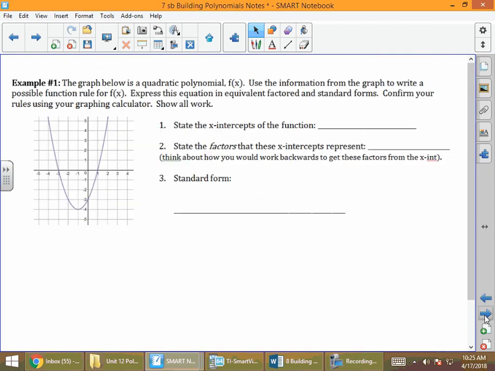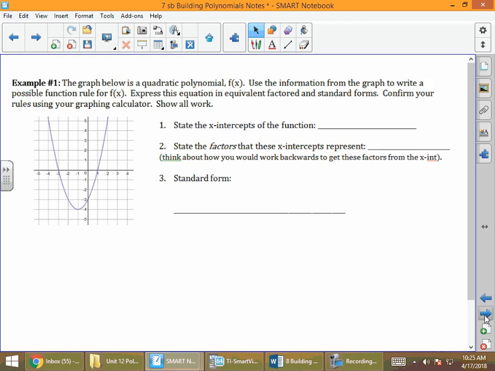Problem number 1, because the first one was review. The graph below is a quadratic polynomial. Use the information from the graph to write the possible function rule for f of x. Express this equation in equivalent factored form and standard form.